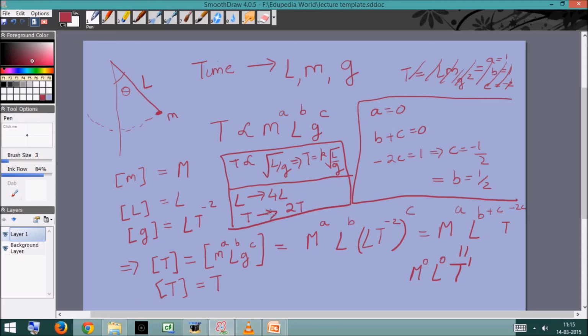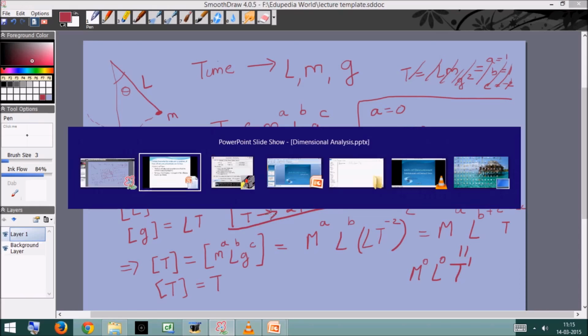So this is an amazing result which we've come up with, and you need to appreciate it. We did not know anything about how a pendulum works. All we knew is that the time period of a pendulum depends on the length, the mass, and the gravity. And we were able to say if the time period depends on the length, the mass, and the gravity, then when the length becomes 4 times its original length, the time period will become twice its original period, without doing any physics at all. So this is quite interesting.